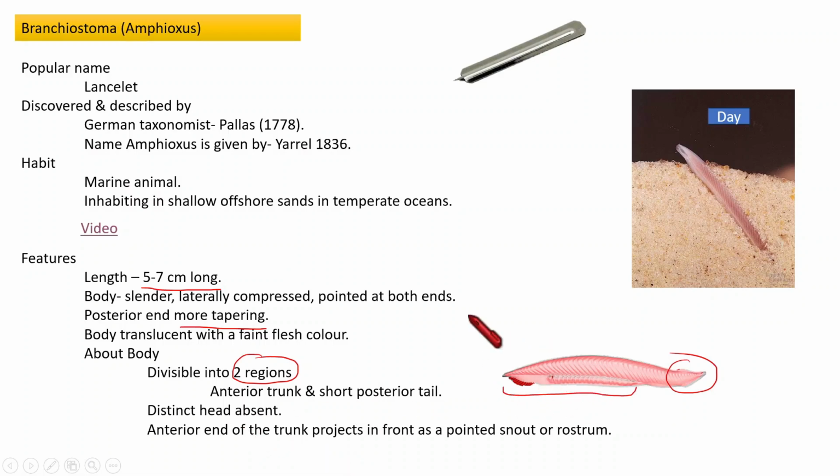A distinct head is absent, and the anterior end of the trunk projects in front and forms a snout or rostrum because of the extension of the notochord. I already told you about that in the former video while discussing the general characteristics of cephalochordates.